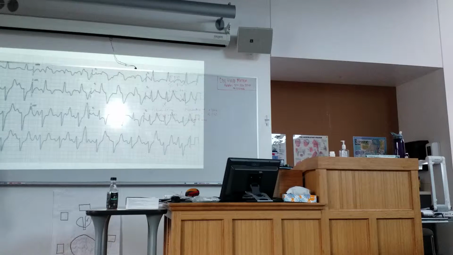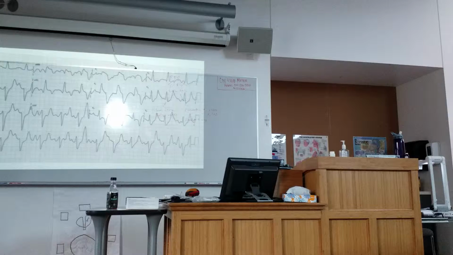Are my QRSs and P waves independent of each other? No, they're not independent of each other, right? Because what's my ratio of P waves to QRSs? 1 to 1. And my P to P interval compared to my R to R interval is the same. My P to P interval matches my R to R interval all the way across. Yes? So do I have a third degree heart block?